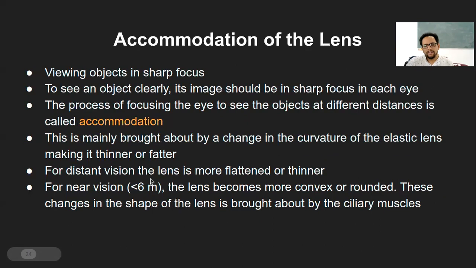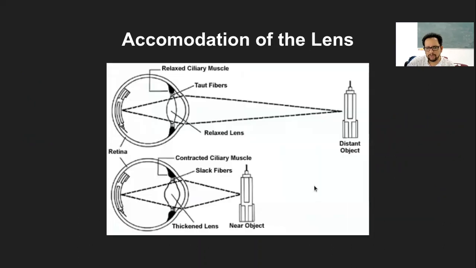So for distant vision, the lens is more flattened or thinner, because this has something to do with optics. If I guess I should have some diagram here. Yes. If there is an object at a distance, the light tends to converge. To make it converge on the retina, the lens has to become thinner. On the contrary, if the object is closer, because it again has to converge the focal point on the retina, the lens has to become thicker, so that the convergence point as well as the focal point is managed within the eye structure.